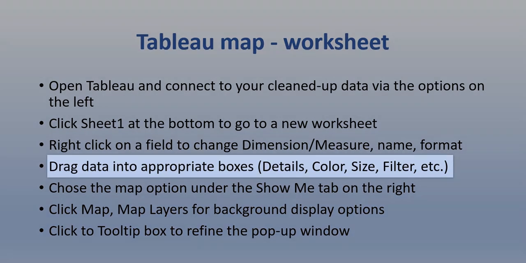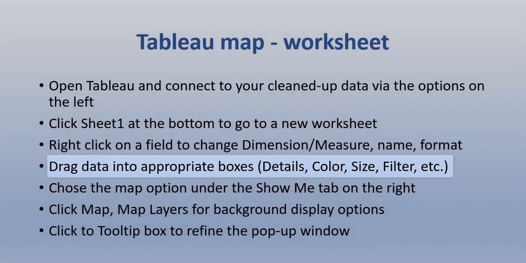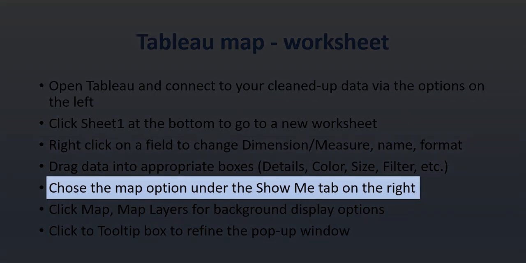And then we start dragging our data into the appropriate boxes. The details box is our main box, sort of like rows was to pivot tables. But there's also a color box, a size box, a labels box, which we didn't go over, and of course the filter. Then you choose your map option.